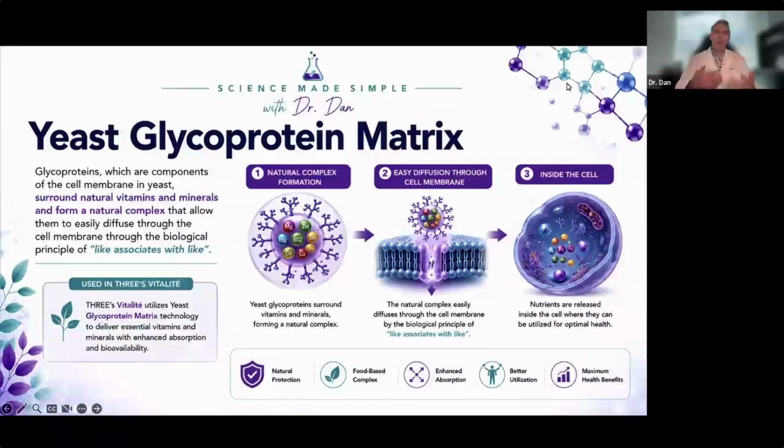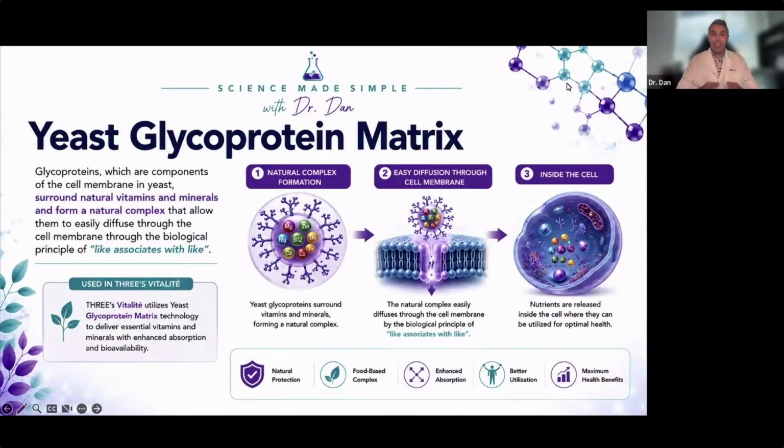And when we were formulating Vitalite, what we noticed is a lot of these vitamins and minerals are not bioavailable and they don't have high cellular absorption. And so when we were looking at different things of what we could do to encapsulate these vitamins and minerals, we found that there's this technology called a yeast glycoprotein matrix technology. And yeast glycoprotein, there's molecules called glycoproteins. They're actually part of the cell membrane from yeast.